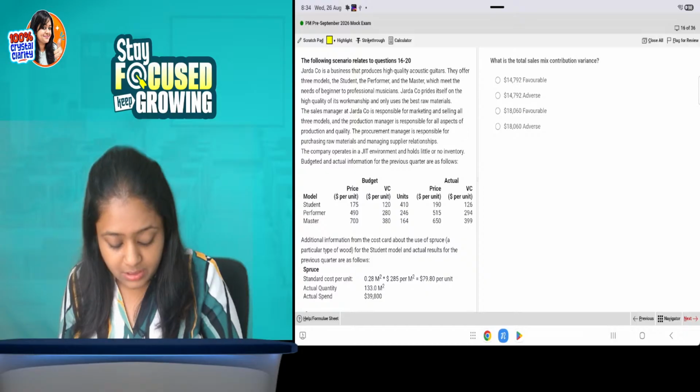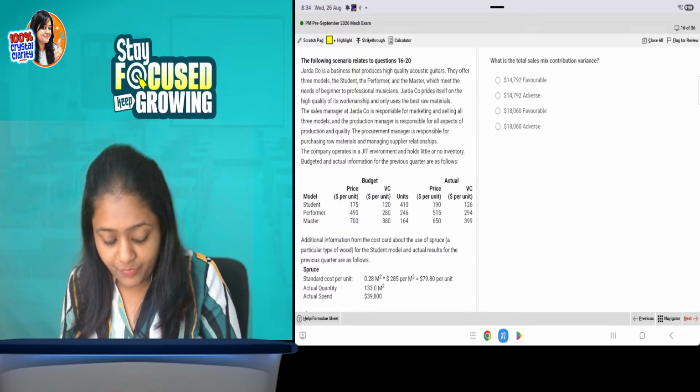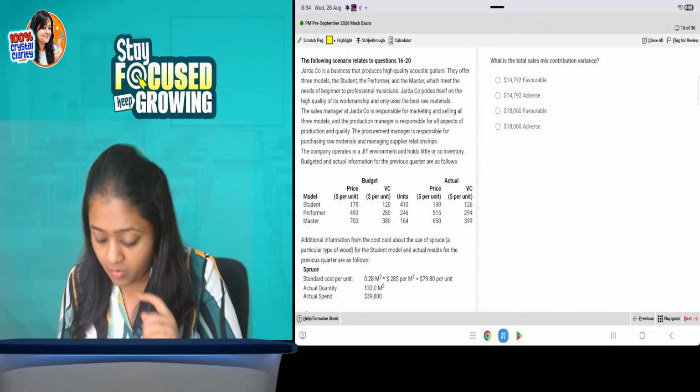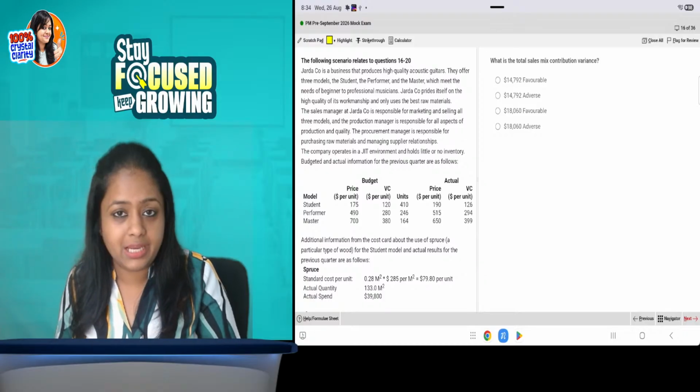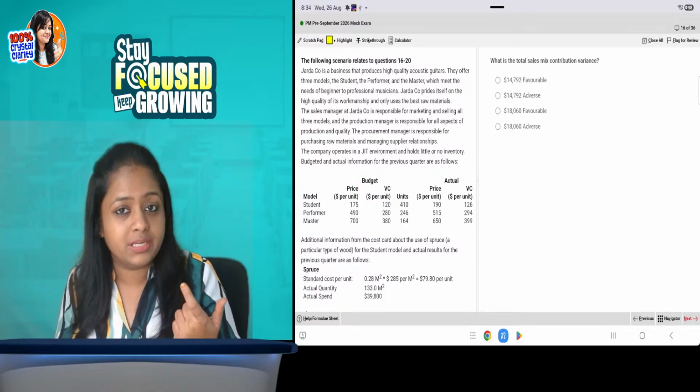What is the total sales mix contribution variance? Now, sales mix contribution variance. That means for sales mix variances, I need actual quantity in actual mix and actual quantity in budgeted mix.